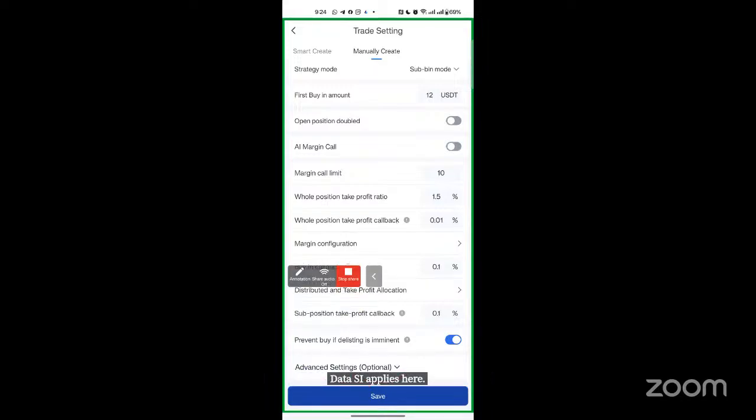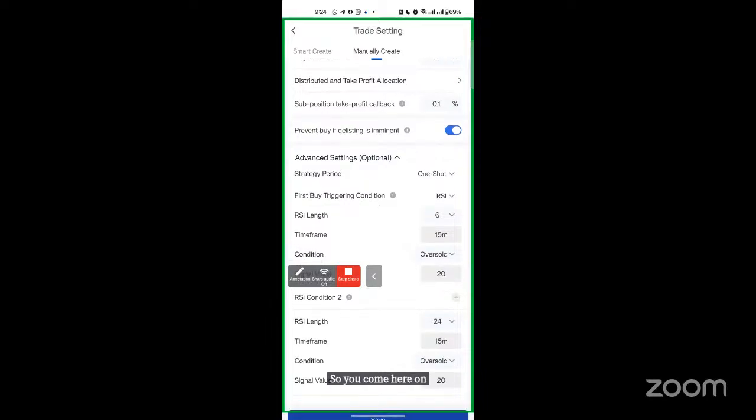So you come here on advanced, on optional. You select RSI. So when you select RSI to be your entry price, you can choose to say, I want to use an RSI of 6, which is fast, or an RSI of 12, or an RSI of 24. I've explained what each means. The time frame is unchangeable. It is only 15 minutes.